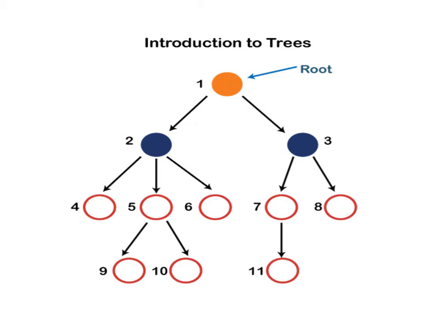This is called the root node of 2 and 3. If I take 2 and 3, this is the root node. 2 is the root node for 4, 5 and 6, and 3 is the root node for 7 and 8, and 5 is the root node for 9 and 10, and for 11, 7 is the root node. This is called a parent node. These are 5, 2, 7, 3 and 1. This root node is also called an ancestor node for 9, 10 and 11.